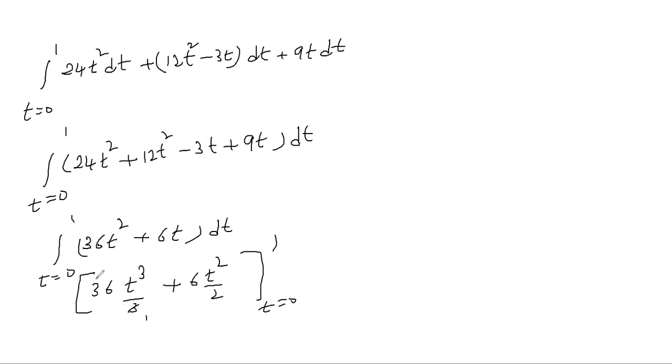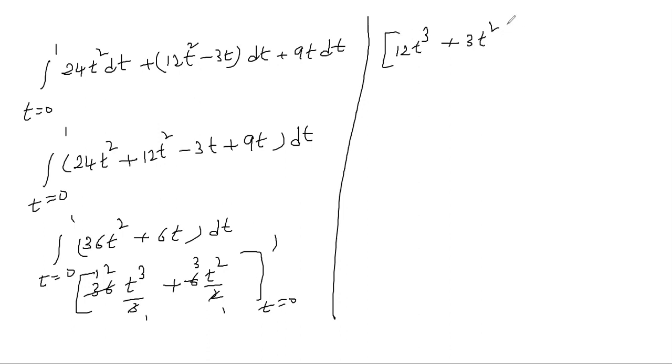So now what is its value? 8t cube plus 3t square. The limits are t equal to 0 to 1. Substitute 8 into 1 cube plus 3 into 1 whole square. The lower limit value is 0. What is the value? 8 plus 3 is 11.